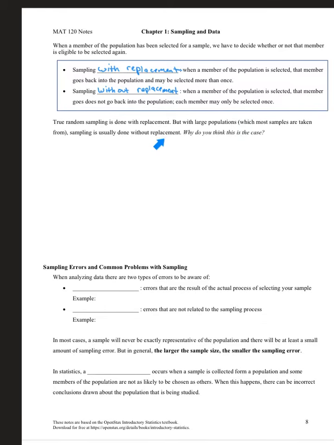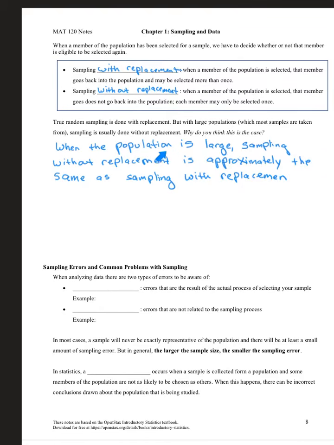Well, that's because with a very large population, if you remove one member, the total amount of the large population does not change that much. So if you have a population of, say, 1 million people, a very large population, and you select one member, the population is not changed very much at all by removing or replacing that one member. When the population is large, sampling without replacement is approximately the same as sampling with replacement.